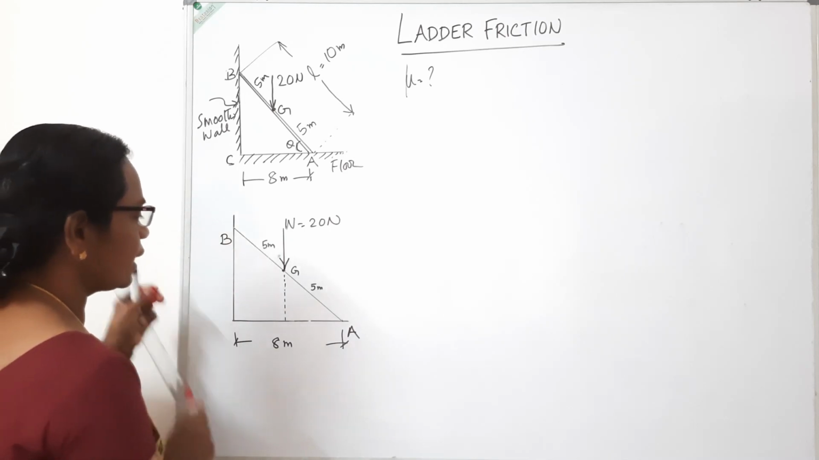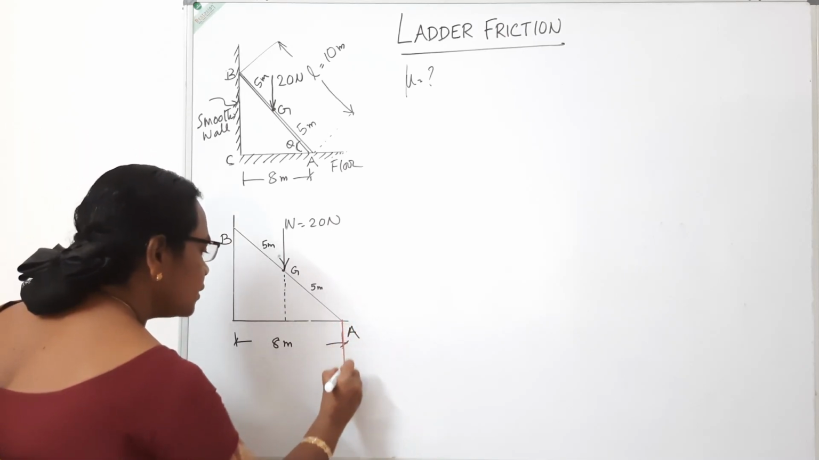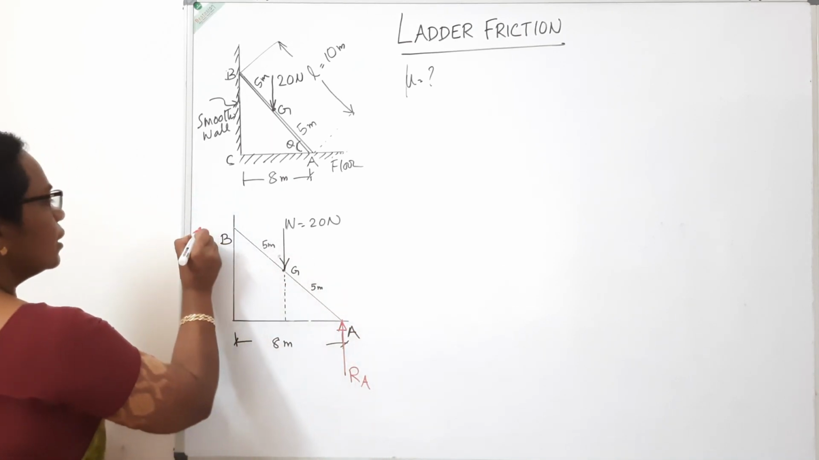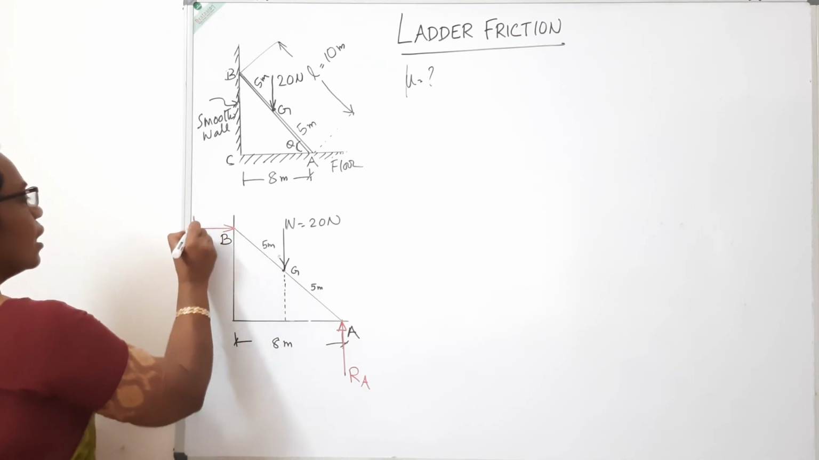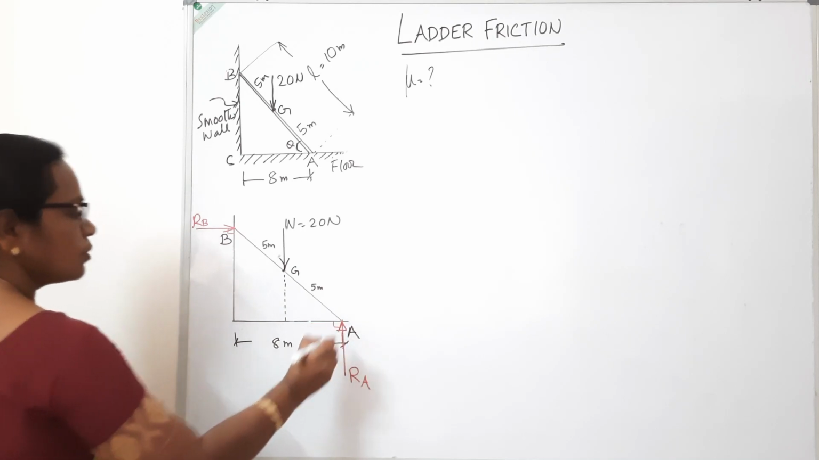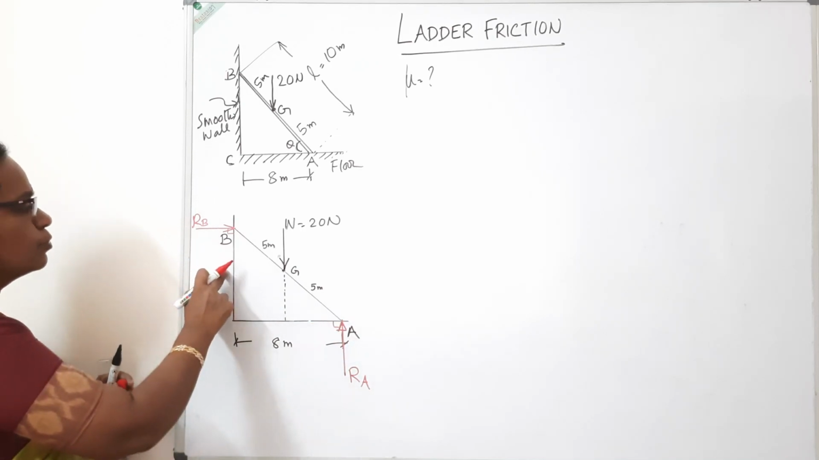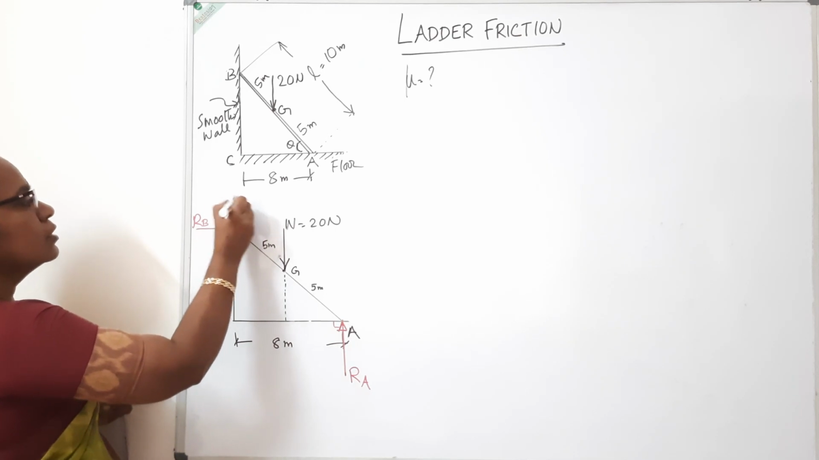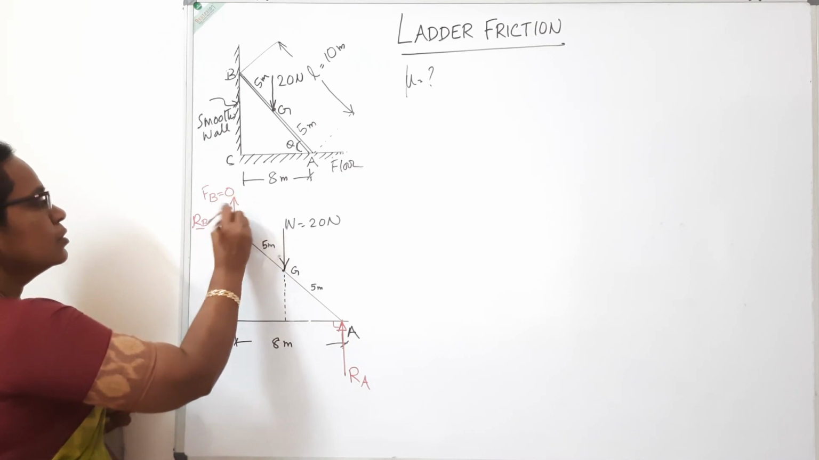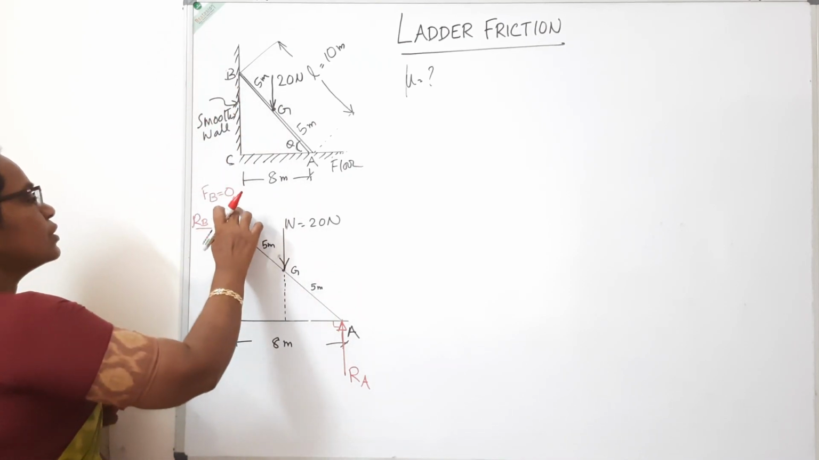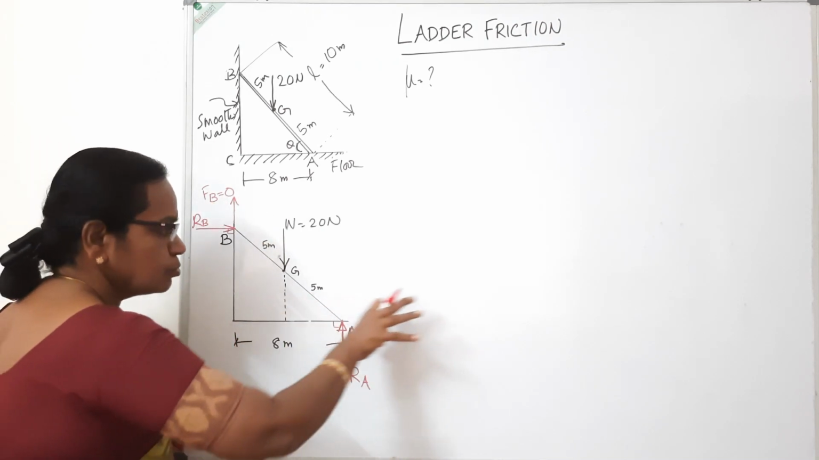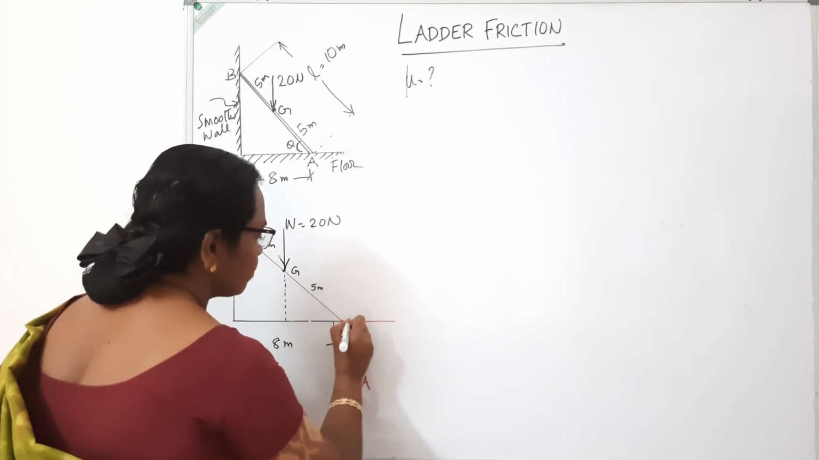We have to mark in the free body diagram the normal reaction at the surface. Here it will be RA. Similarly, here the normal reaction RB. It will be perpendicular to the surface. This is also perpendicular to the surface. Since this is smooth, the friction at B is 0. Here, this has a tendency to move towards right, so this is the friction.